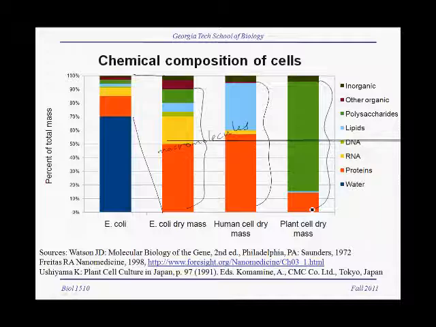What differs between the types of cells is the relative proportions of the macromolecules. For instance, human cells have much more lipids than other types of cells, and plant cells have a lot more polysaccharide than other types of cells.